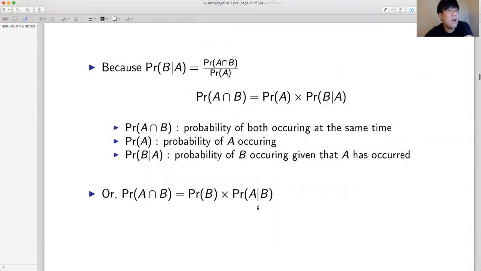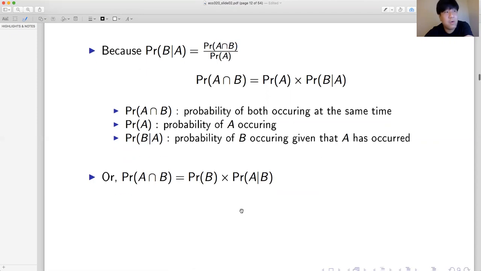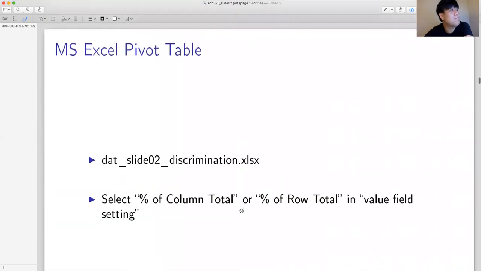The reason why it's switched is, probability of A given B is probability of A intersection B over probability of B, right? So if you solve for probability of A intersection B, this is what you're going to get. So please try to do this, see whether that makes sense. Otherwise, let me know, okay?